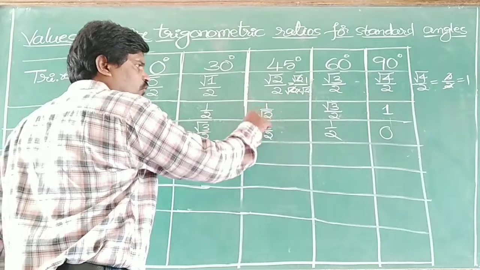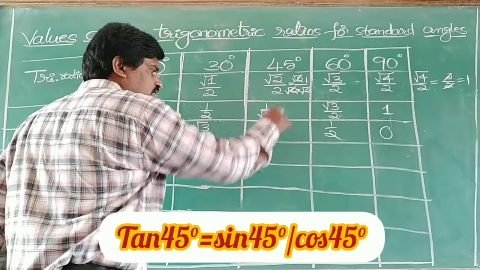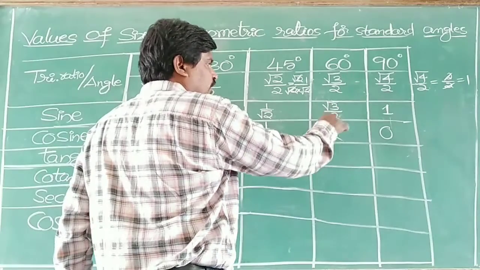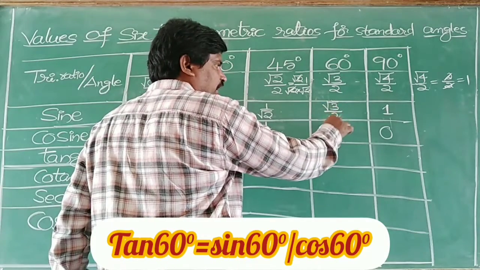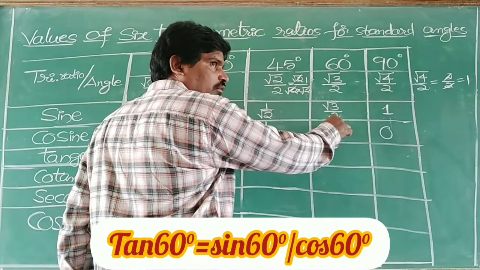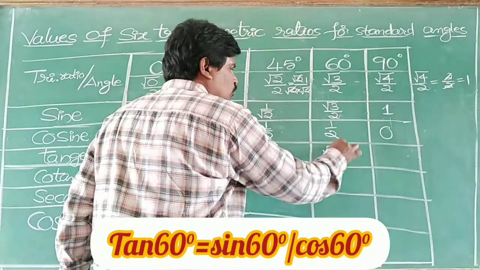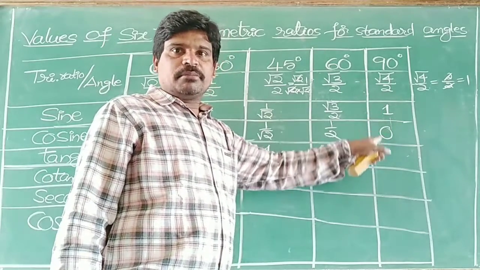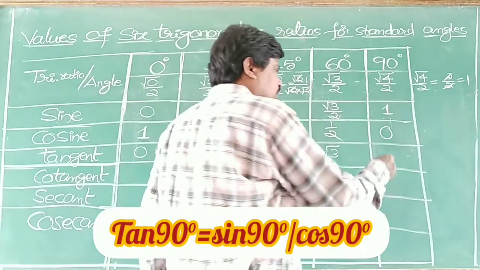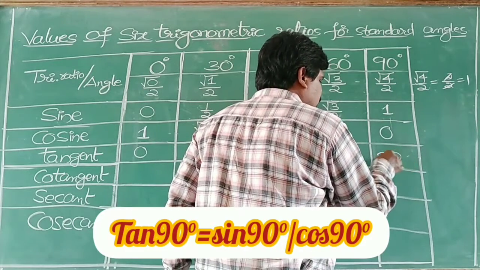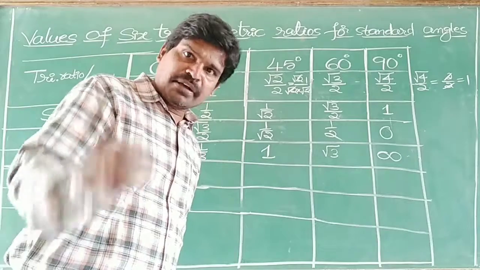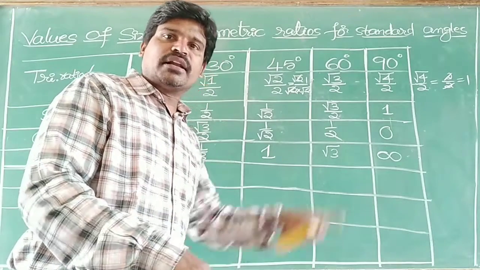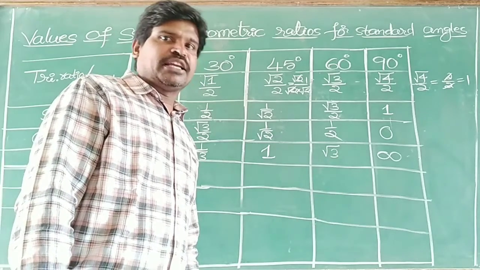Next here 1 by root 2 by 1 by root 2. 1 by root 2, 1 by root 2 cancel. 1 is left. So that is the answer here. Next root 3 by 2 by 1 by 2. 2 cancels. Root 3 by 1 we have. 1 is the denominator, so root 3 is the answer. Next 1 by 0. Something by 0 is infinity. So you can write here the infinity symbol like this. Number 8, you make it horizontal. That is called sleeping 8. That is the symbol for infinity, not defined.